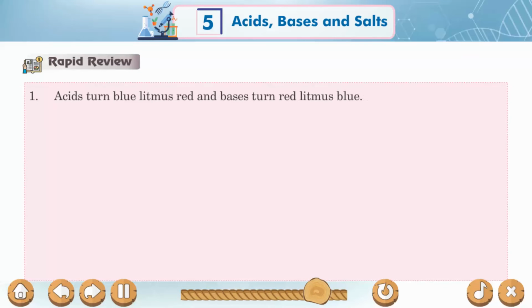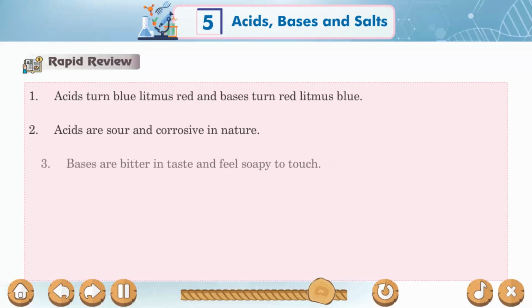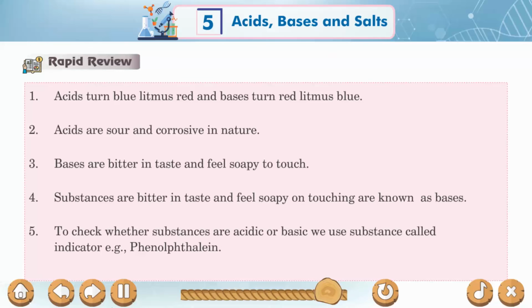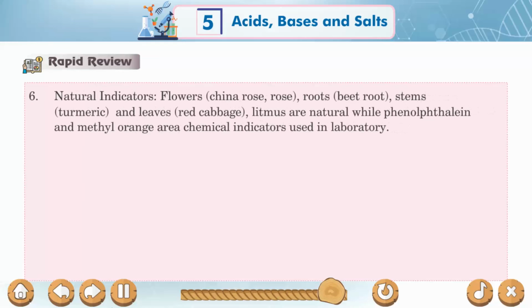Rapid review. 1. Acids turn blue litmus red and bases turn red litmus blue. 2. Acids are sour and corrosive in nature. 3. Bases are bitter in taste and feel soapy to touch. 4. Substances that are bitter in taste and feel soapy on touching are known as bases. 5. To check whether substances are acidic or basic, we use a substance called an indicator. Example, phenolphthalein. 6. Natural indicators.